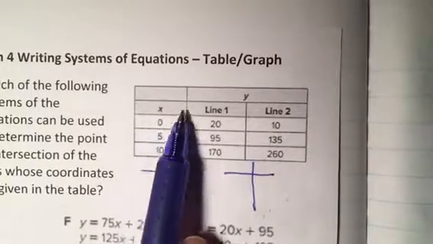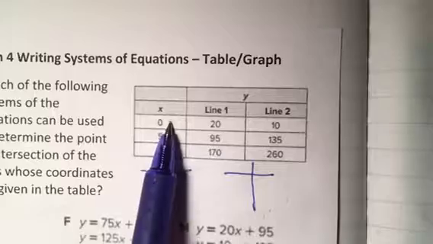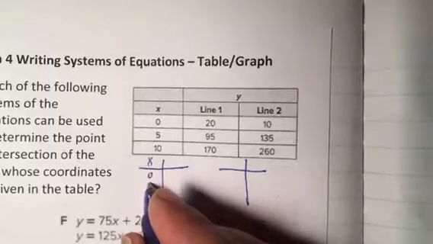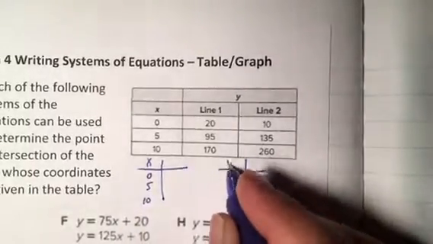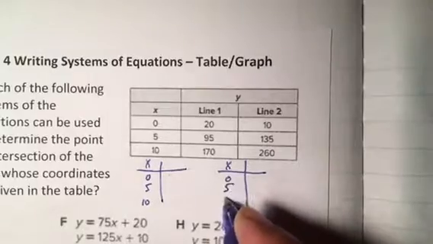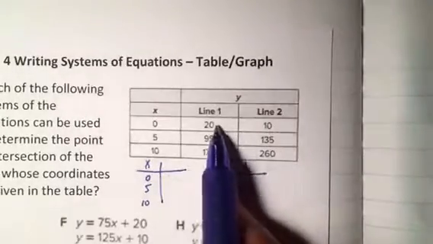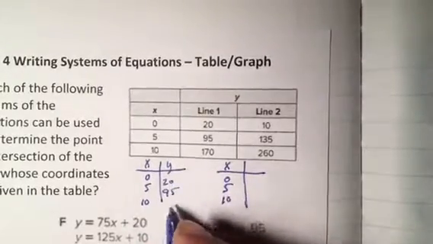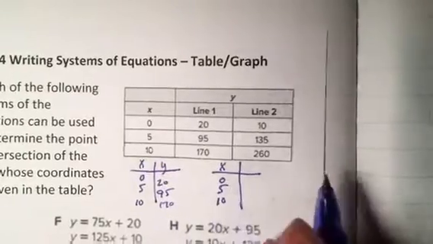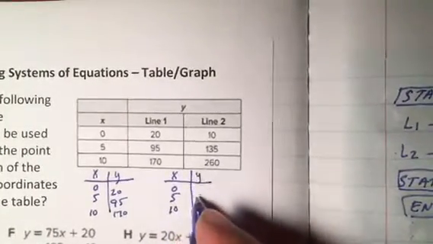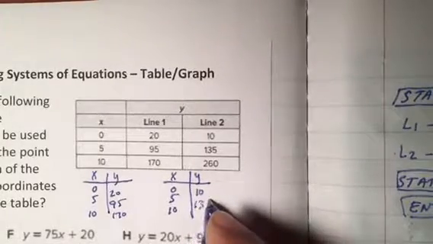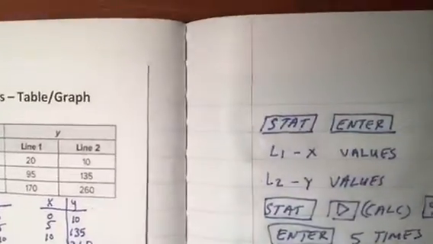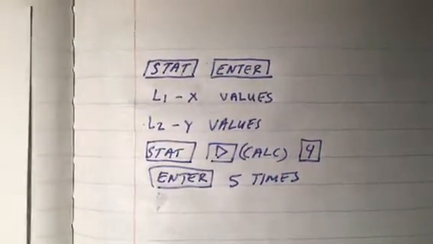Okay, so basically here's what I need you to know. They're saying that for line 1 and 2, your x's are 0, 5, and 10. So I'm going to have a number here. And then I'm going to have x here as well because it's talking about 2 separate lines. And then it has the y for line 1. It has 20, 95, and 170. So this is line 1. Line 2 has the points 10, 135, and 260.